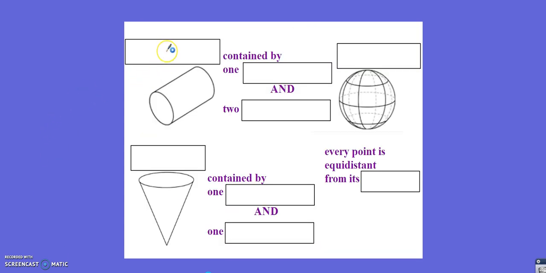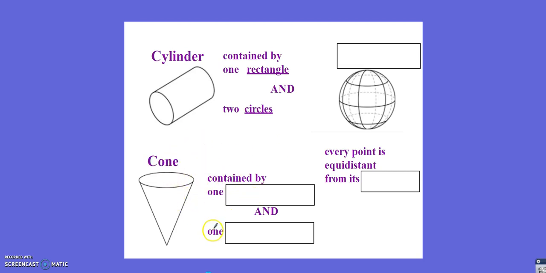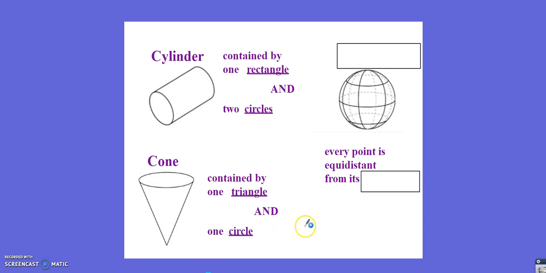Our next shape, we have a cylinder. This is something we have to be able to do. You need to be able to identify what the object is. Contained by 1, so the face is a rectangle, and the 2 bases will be circles. Bottom left here, we have a cone contained by 1 triangle and 1 circle. The base is a circle, the face is a triangle.